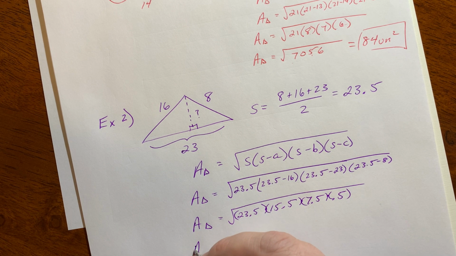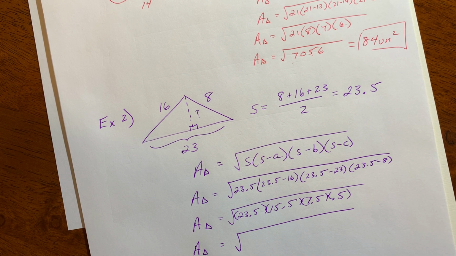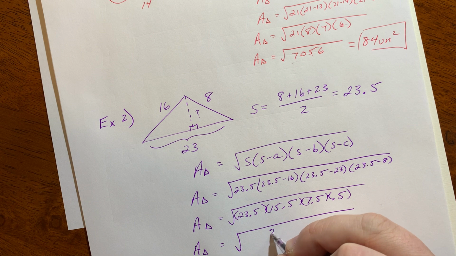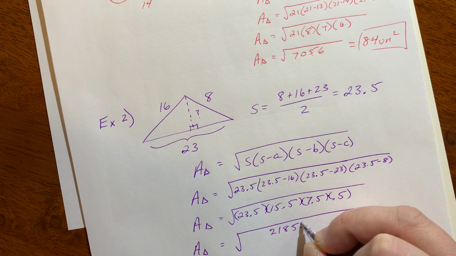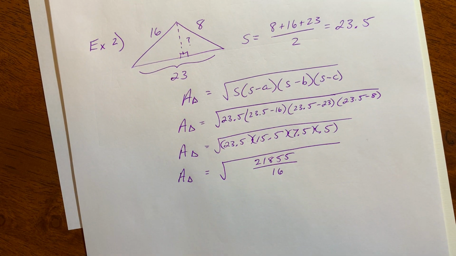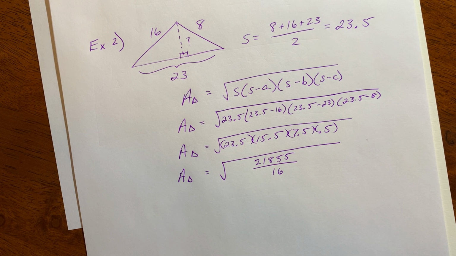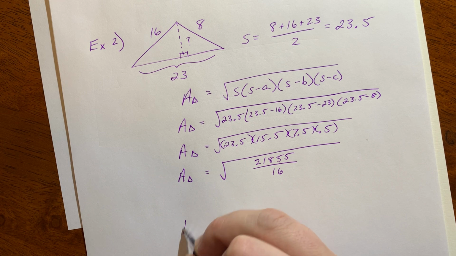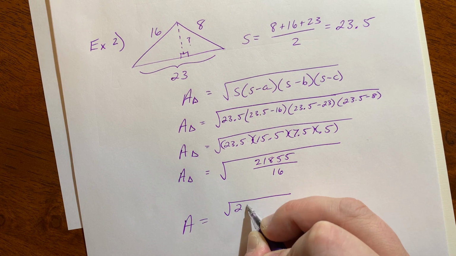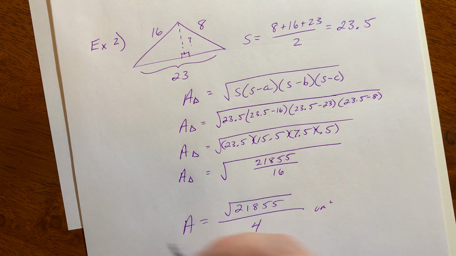Okay, go ahead and type this into your calculator for a second and turn it into a fraction, because that'll be a little easier to work with. So go ahead and multiply all of those decimals together and turn it into a fraction. You should get 21,855 all over 16 if you did it correctly. Which, if you take the square root of that, unfortunately, the top cannot be simplified. The bottom, the 16, can. So we would say that the area of this is radical 21,855 over 4 units squared.